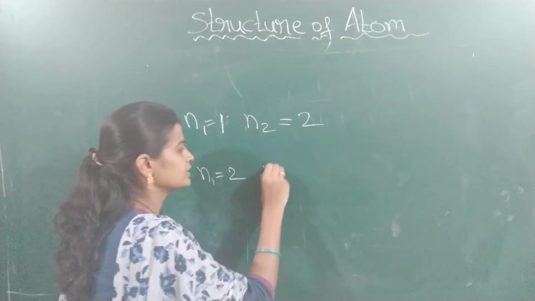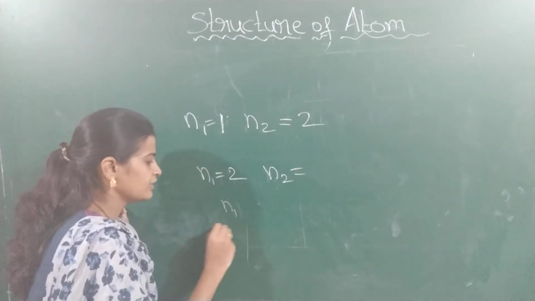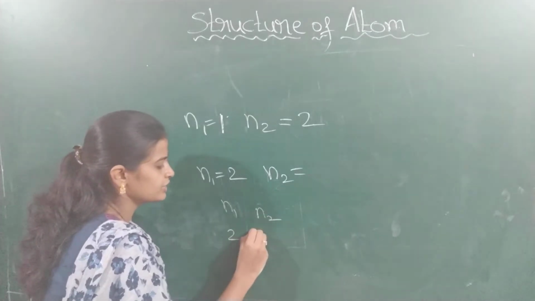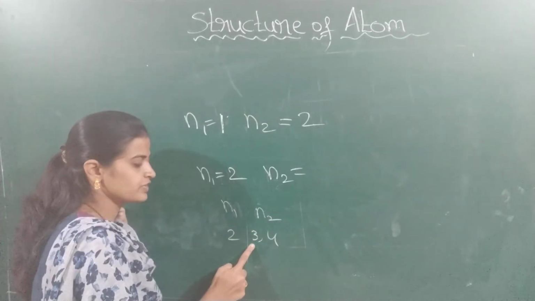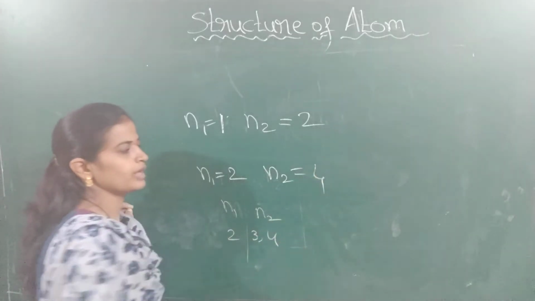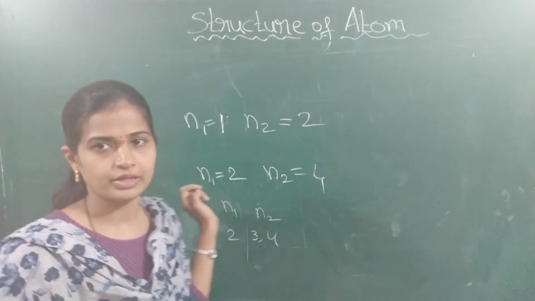Second line, n1 I have written 2. n2, what have I written? 3, 4. This is for the first line, this is for the second line. Therefore, the n2 value is 4. Hope you are getting it.